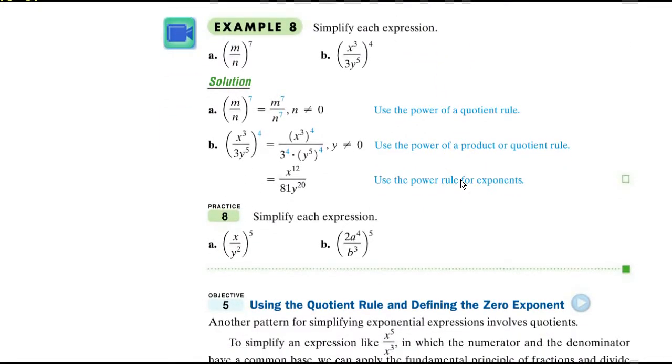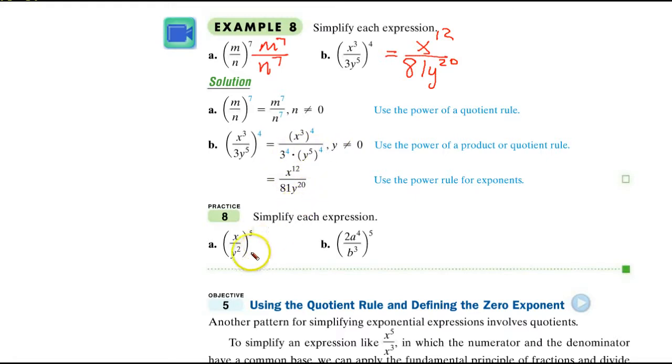So as we look at example 8, this will be m to the 7th over n to the 7th. And this is going to be x to the 12th, just multiplying, and then 4 to the 3rd is 81, y to the 20th. Now, if there were some common factors here, we could simplify, but we don't see any yet here.